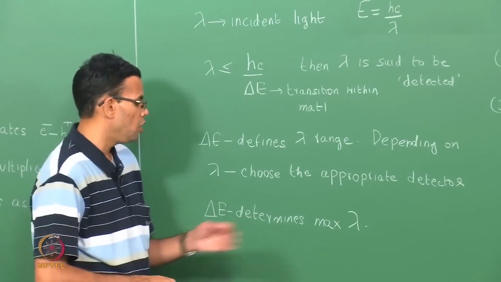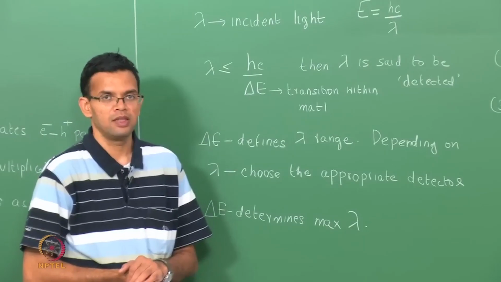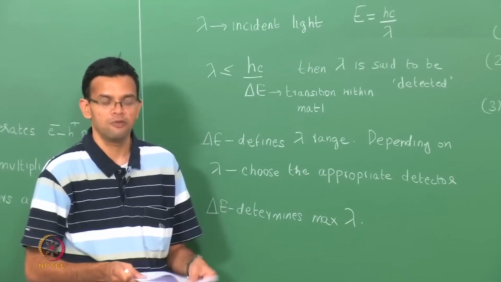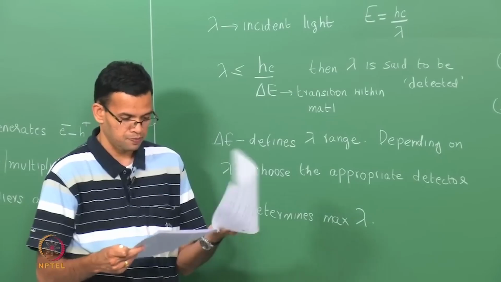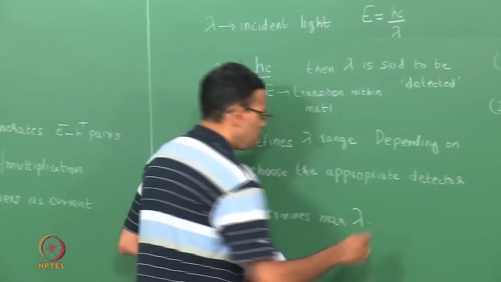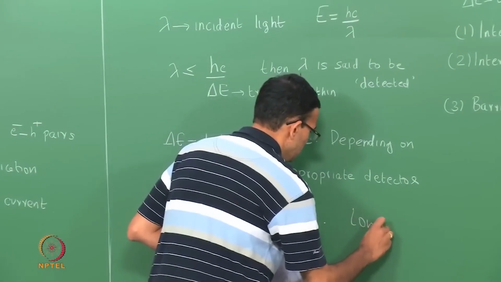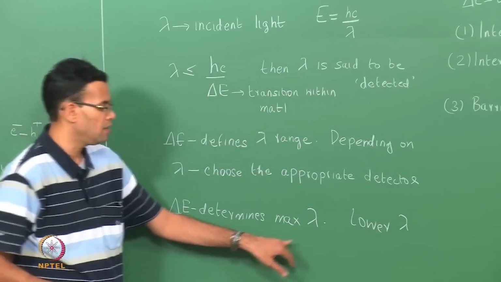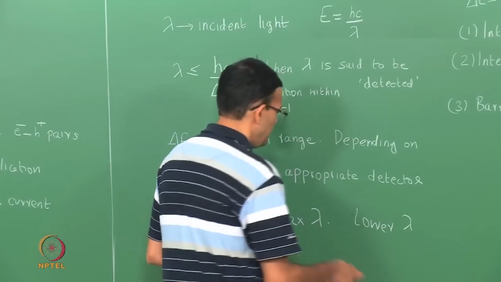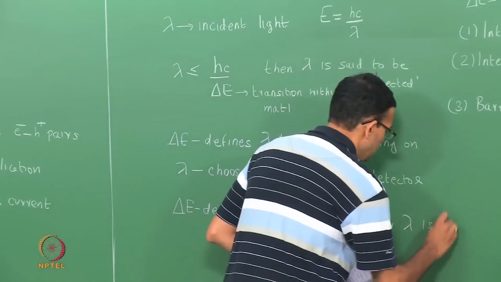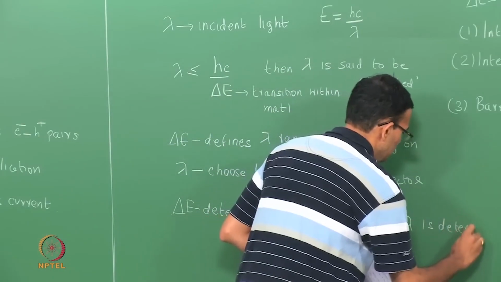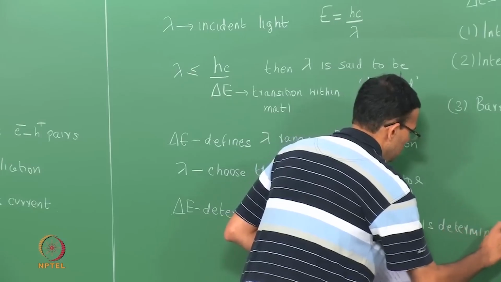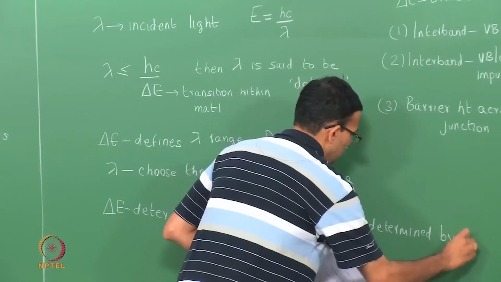There is also a lower wavelength regime, and that depends upon the absorption coefficient of your material. So, we have a maximum wavelength which is determined by delta E, and the lower wavelength is determined by alpha.